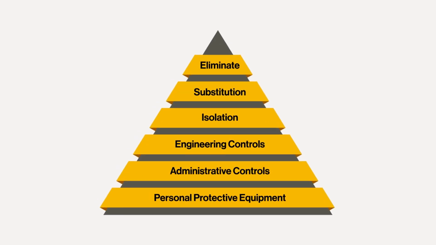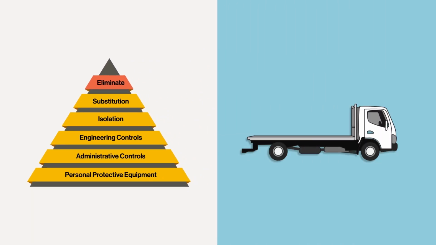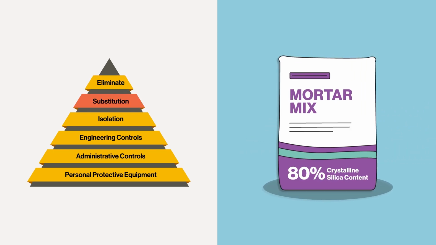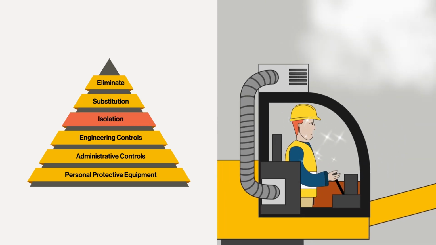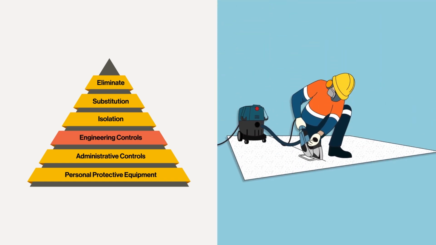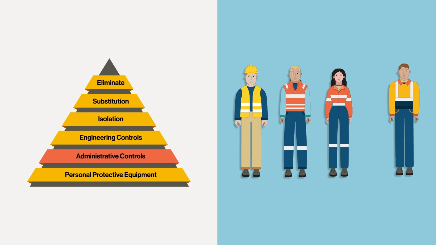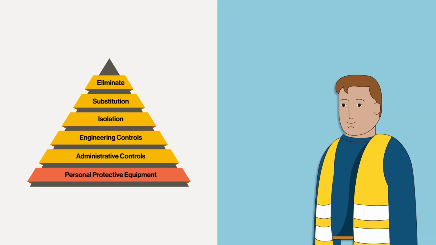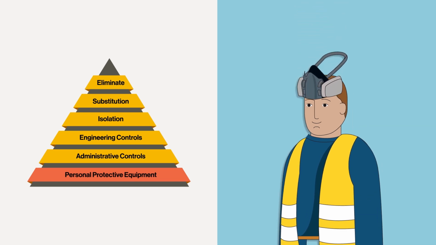When determining what controls to implement, start with the highest order of control as possible. Eliminate. Physically remove the hazard from your workplace. Substitution. Using material with less crystalline silica content. Isolation. Isolating workers from exposure. Engineering controls. Using on-tool water suppression or on-tool extraction attached to an industrial class M or H vacuum. Administrative controls, limiting exposure through task rotation. Personal protective equipment, such as a P2 half-face respirator.